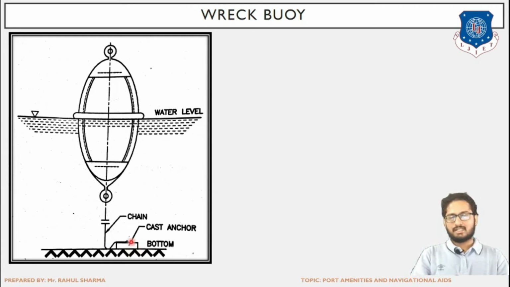So cast anchor is a CC block, that is with which the chain is tied. At one end is buoy, at the other end is CC block, for maintaining the stability of the buoy so that it does not get displaced due to the wave action or the tidal action. And the water level has been shown, and we can see that half of the structure is above water, half of the structure is below water.